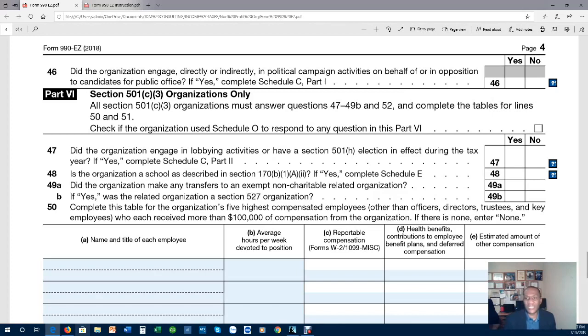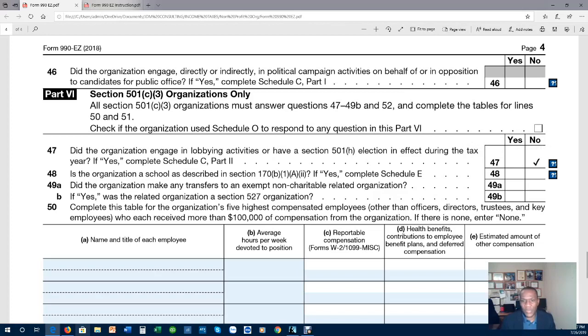Okay. Did the organization engage in lobbying activity or have a Section 501(h) election in effect during the tax year? If yes, complete Schedule C, Part 2. So, I mean, it's self-explanatory. It tells you what schedule to complete for that line and what part of that schedule you must complete. And with that information, you would say yes. If not, you will say no.